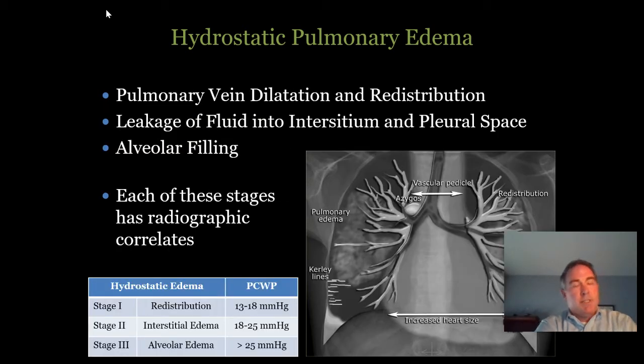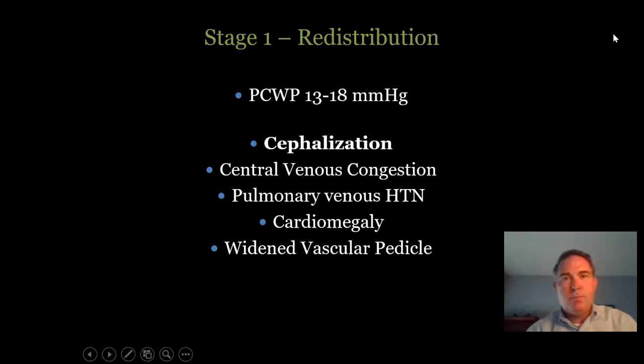This is a nice module on the Radiology Assistant website that runs through the three different phases. I'll borrow some of their graphics and run through those quickly. You're going to have varying degrees of pulmonary vein dilatation and redistribution. For the second stage, you're going to have leakage of fluid into the interstitium and pleural space. And then for the third stage, alveolar filling. Each of these stages has radiographic findings, and each has a pulmonary capillary wedge pressure that increases accordingly.